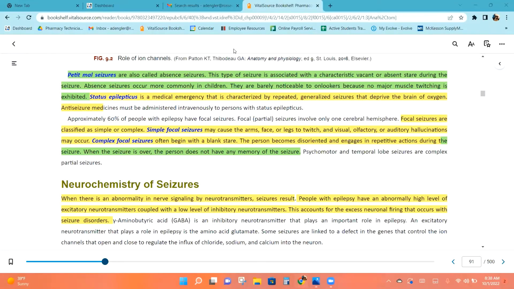Petit mal seizures are also called absent seizures. This type of seizure is associated with a characteristic vacant or absent stare during the seizure. Absent seizures occur more commonly in children. They are barely noticeable to onlookers because no major muscle twitching is exhibited. Status epilepticus is a medical emergency that is characterized by repeated generalized seizures that deprive the brain of oxygen.